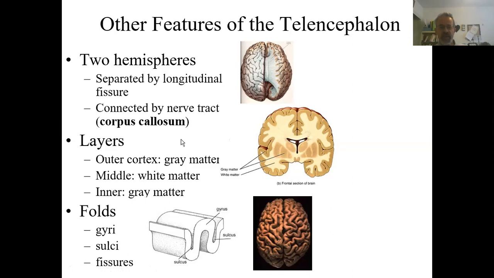Another characteristic of the telencephalon is the folds. If you take a look, you'll see that these folds, which are typical in most advanced vertebrates, are known as gyri, these peaks, and the grooves in between are called sulcus, or plural sulci. So the peaks are the gyrus or the gyri, the valleys are the sulci, and then of course we have these long fissures.